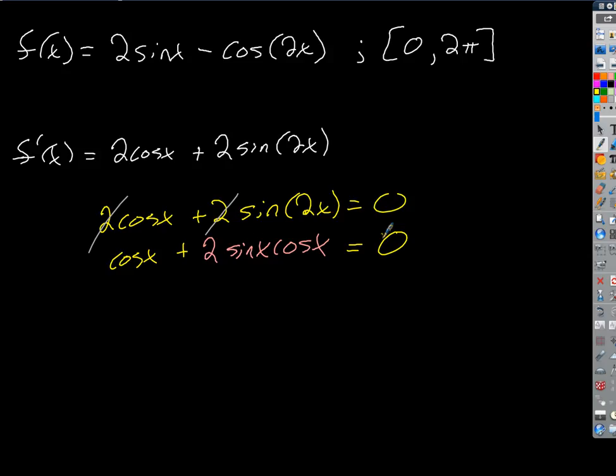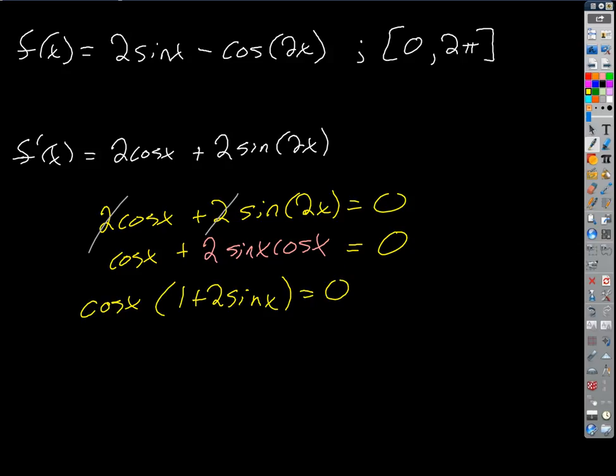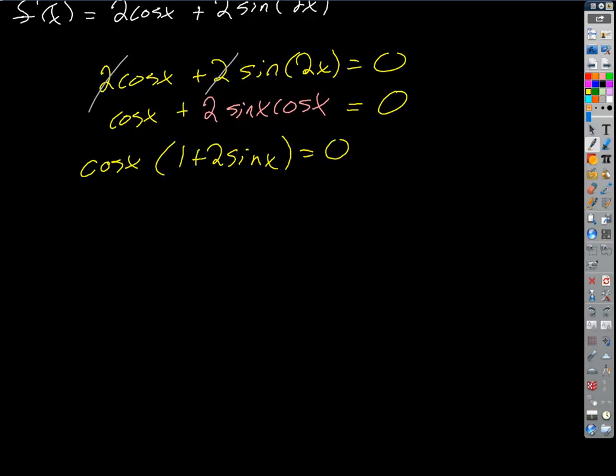Very good. We'll look for common factors. Our goal is to put this in factored form so we can just apply the zero product property. So we'll factor out a cosine, leaving us with what? Good, and so then now we'll apply the zero product property and find the zeros of the factors.